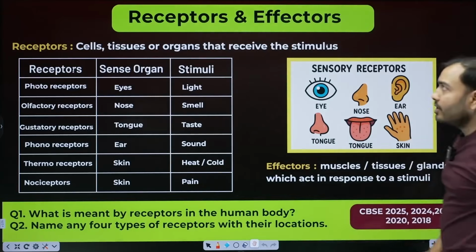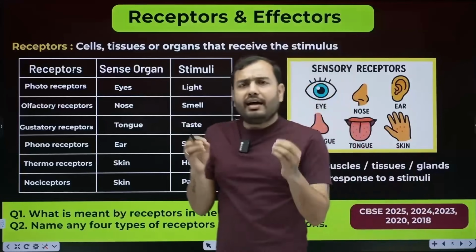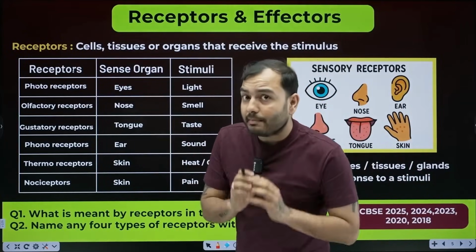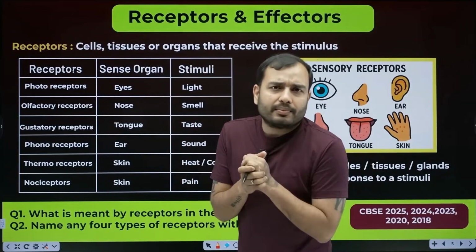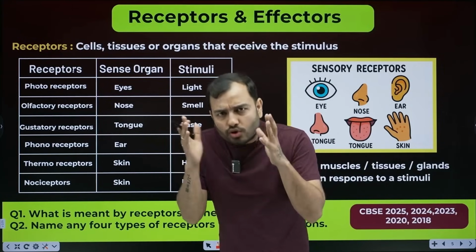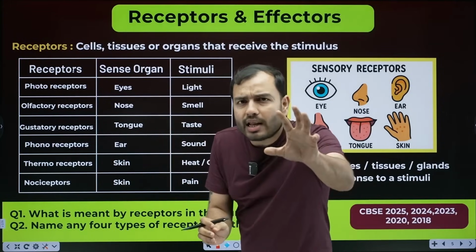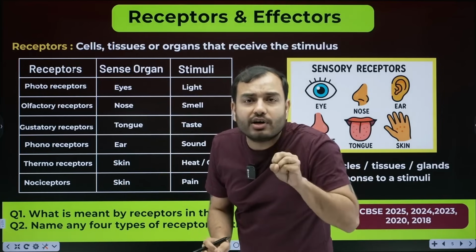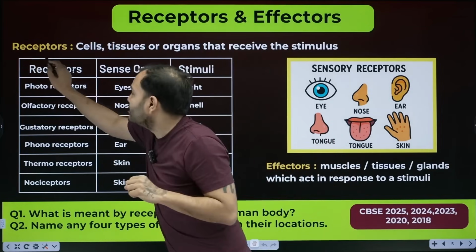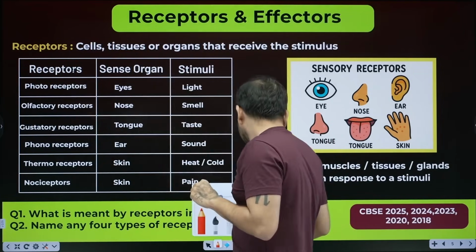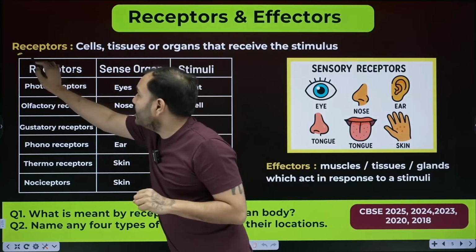Let's move on. Next is the receptor and effector. From here questions come, bhai, in the exam. Now what is a receptor? Beta, in your body, those cells, those tissues, those organs which receive the stimuli, the change. Receptor. What is the name itself? Receptor means receive.